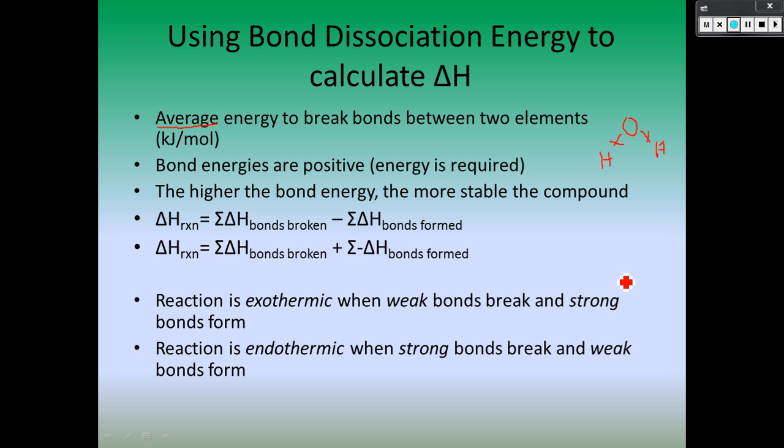A reaction is endothermic when strong bonds break and weak bonds form. Right, so that's the exact opposite. If you have to take a lot of energy to break the bonds, and then not a lot of energy is given off when the new bonds form, that's endothermic. So you can see in both of these, bonds break and bonds form, but it's a difference of energy.